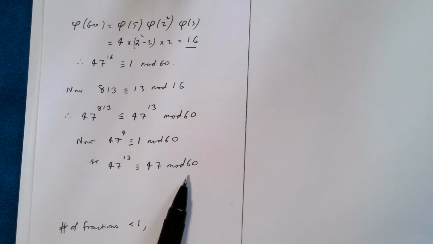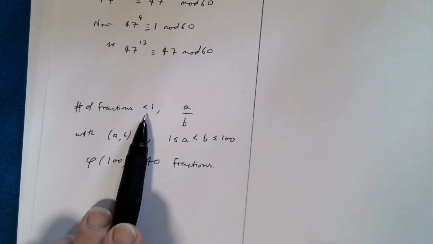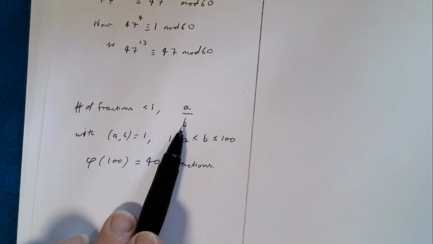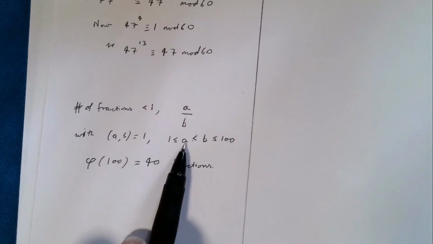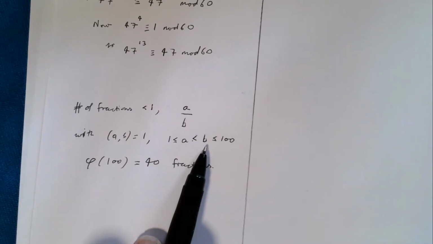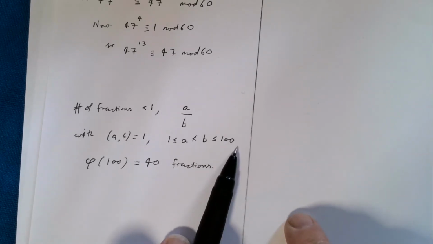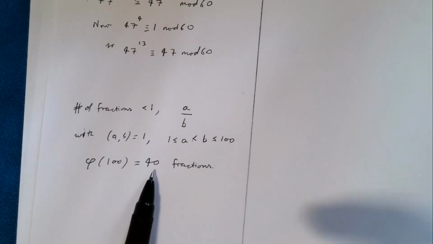Second example is to find the number of distinct fractions less than 1 with a denominator less than 100. So if I were to write down all the fractions that are distinct, all positive fractions less than 1, with the denominator at most 100, then I want a over b with a and b relatively prime. a's got to be bigger or equal to 1, strictly less than b, and b's got to be less or equal to 100. So all we need to do then is to find the number of numbers less or equal to 100 that are relatively prime to 100, and there are 40 of those because we've seen before phi of 100 is equal to 40.